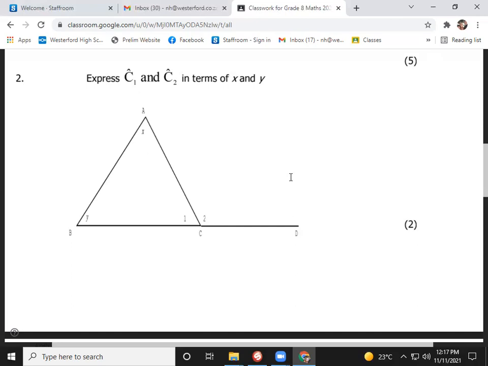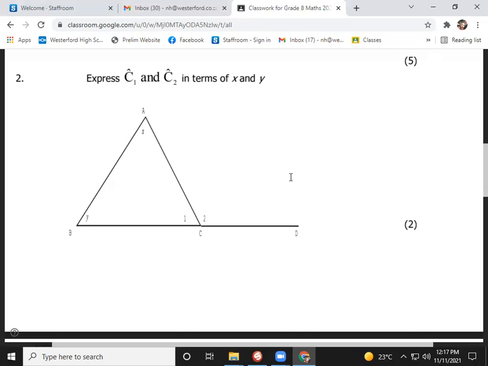No. Do we know what the value of Y is? No. So we can't get actual values as an answer. Our answer is going to have X's and Y's in it, and that's fine. That's what they're asking. Okay, C1. How can I find C1? If I knew what X and Y were, what those values were, what should I do?